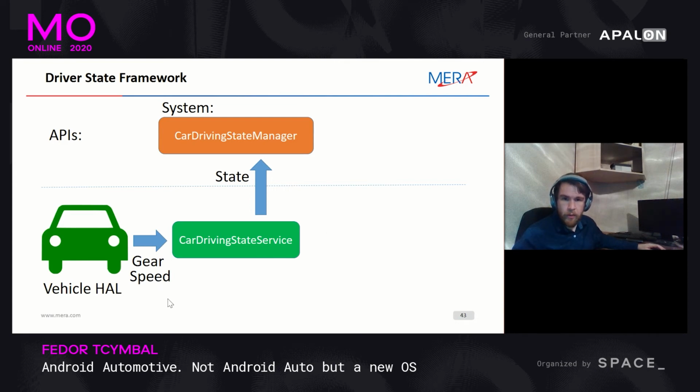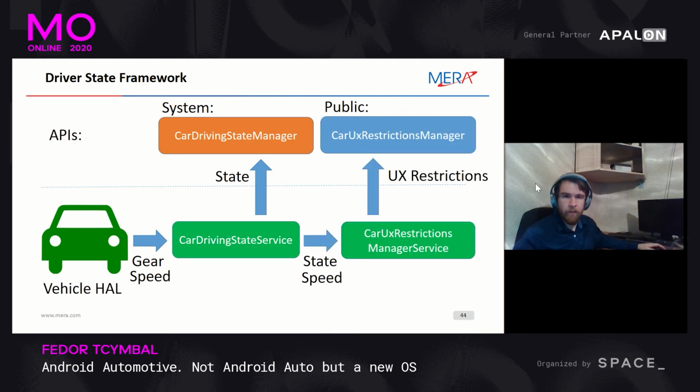Other applications will have to use another API called CarUxRestrictionsManager. This is a public API, and it allows you to get all these restrictions. You will not be allowed to learn if your car is moving or if it's idling. You'll just be told that basically you can't have text messages right now. And this is calculated based on another service, UxRestrictionsManager.